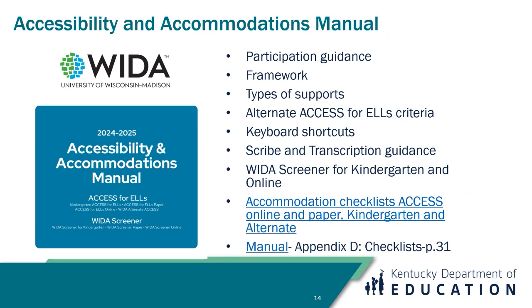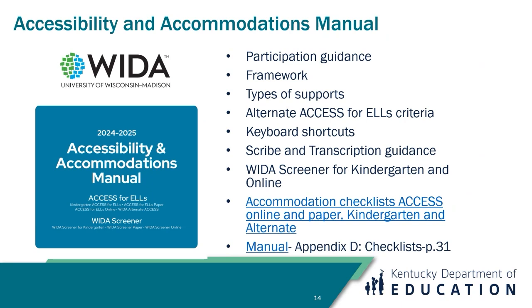to look at not only the participation guidelines, the framework. There are types of supports to help them, accommodations. Also, there's shortcuts for you. Also, it talks about scribing for the students who are EL and have an IEP. For the WIDA Screener and online accommodations, there are forms at the end of this manual in Appendix D that you'll want to print off, and those are on page 31.